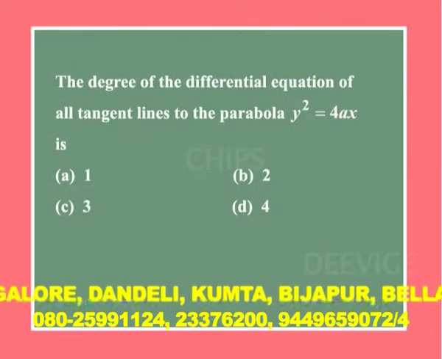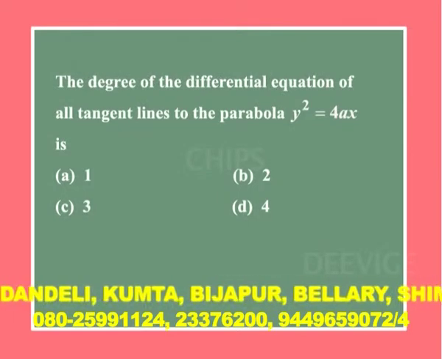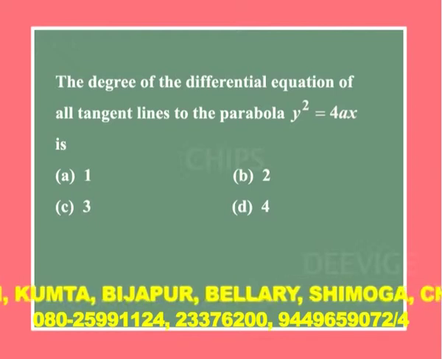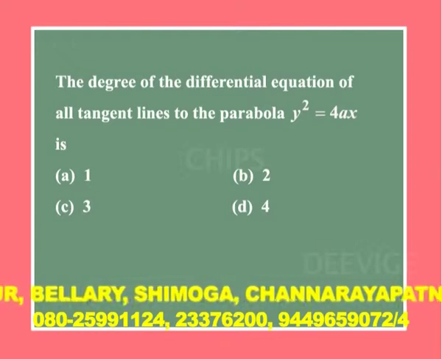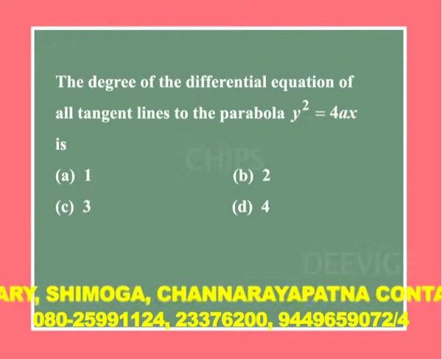The degree of the differential equation of all tangent lines to the parabola y square is equal to 4ax is: option A 1, option B 2, option C 3 and option D 4.